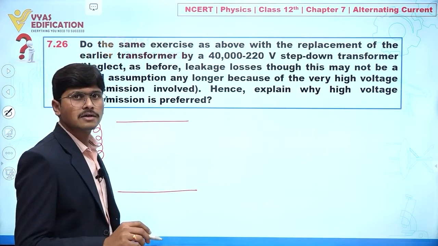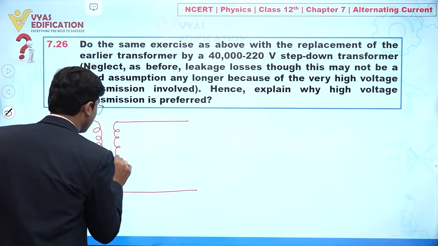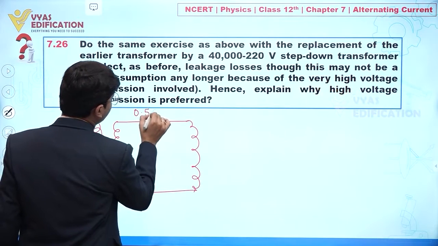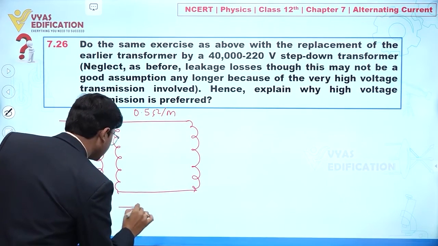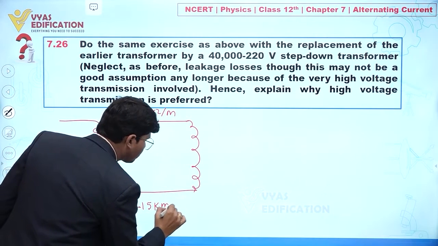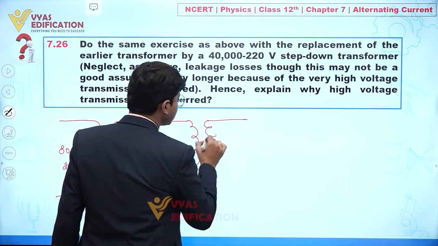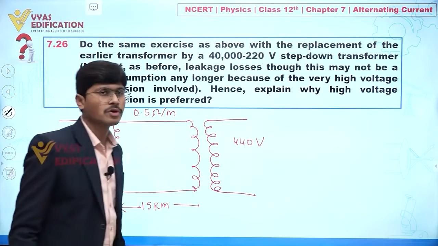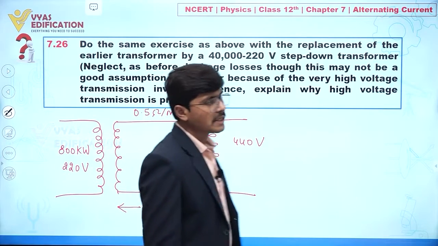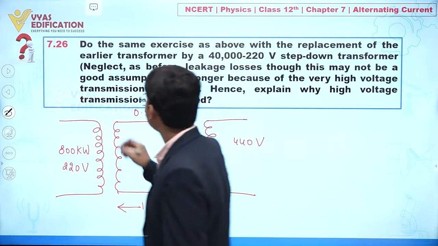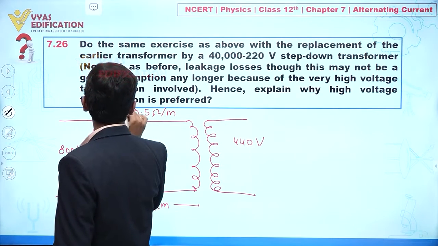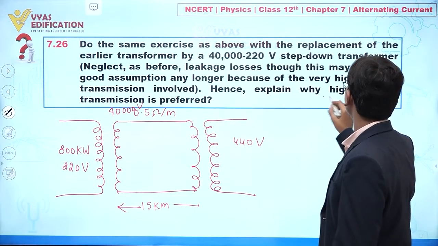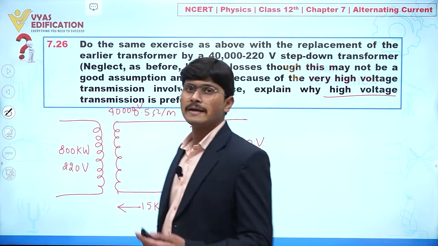Yes, definitely this line again has resistance, and the resistance value given is 0.5 ohm per meter. This distance is 15 kilometer, and on this side we have the power plant generating power at 440 volt. Now only one change takes place in this question. Instead of 4000 volt, now this is 40,000 volt. Now we have to find whether high voltage transmission is preferred, and why.